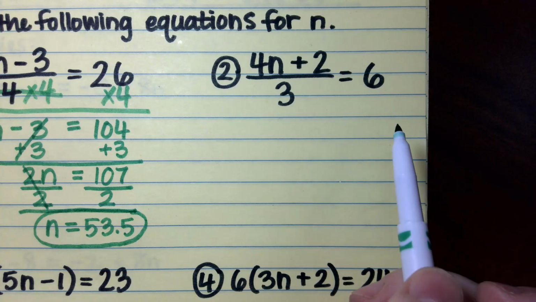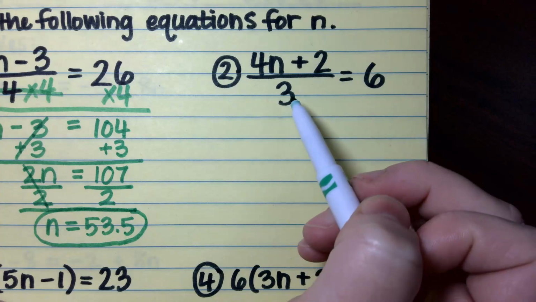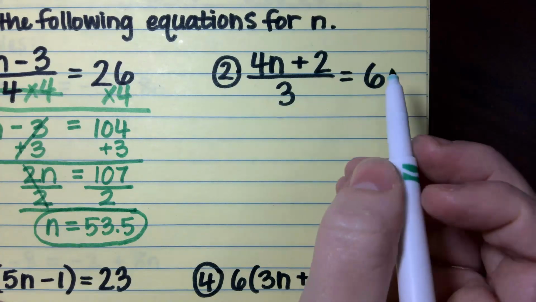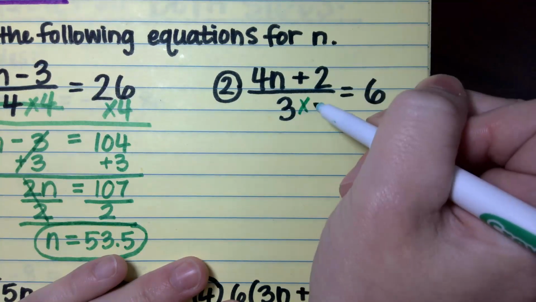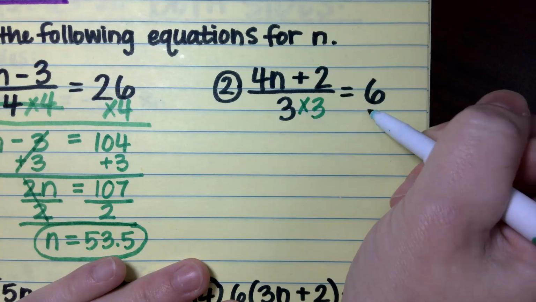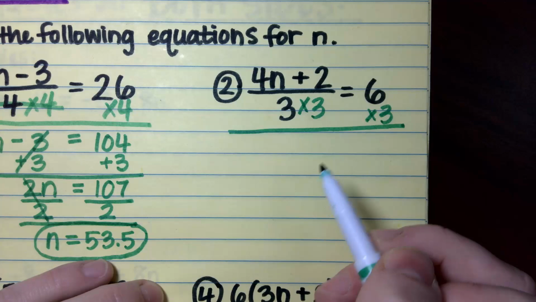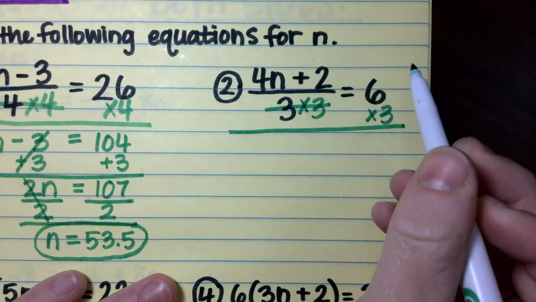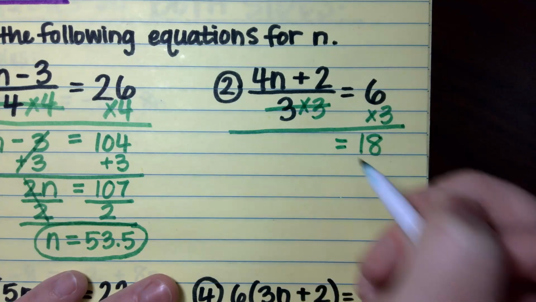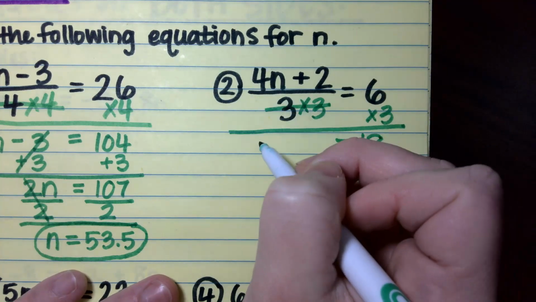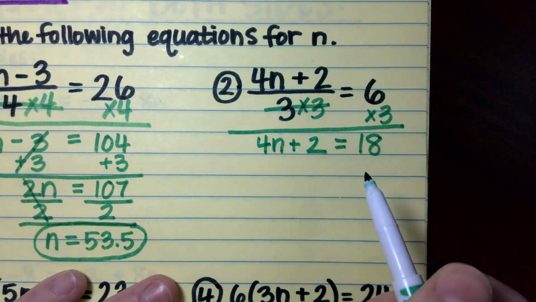Okay, number 2 is super similar. We have 4n plus 2, and all of that is being divided by 3 equals 6. What do we need to do first? Yes, we want to get rid of this fraction, so we need to multiply by 3 on both sides. And what's going to happen? My 3's cancel. And 6 times 3 is 18, and I'm going to bring down the rest of my equation. I still have 4n plus 2 equals 18. What's next?